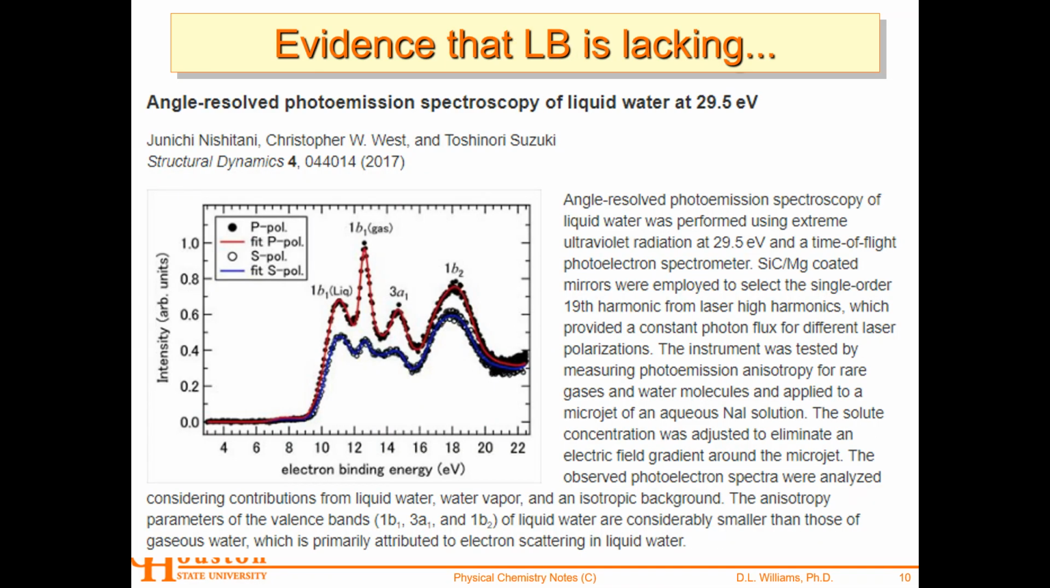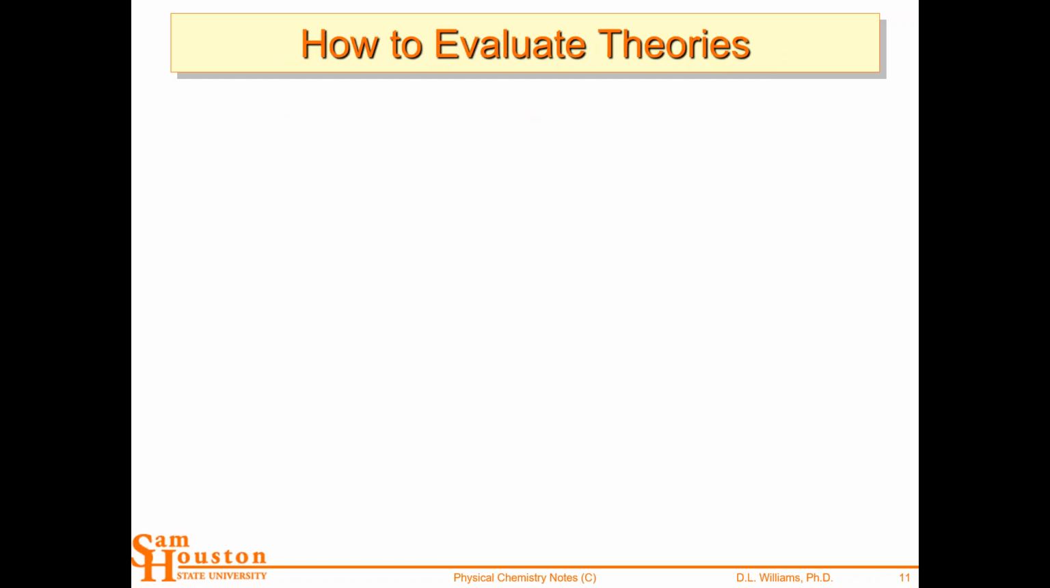Okay. And here's just evidence that local bond theory is lacking, and this is in the notes. You can kind of read a little bit about the paper. So this leads us to kind of a problem. Do we throw local bond theory out totally or not?